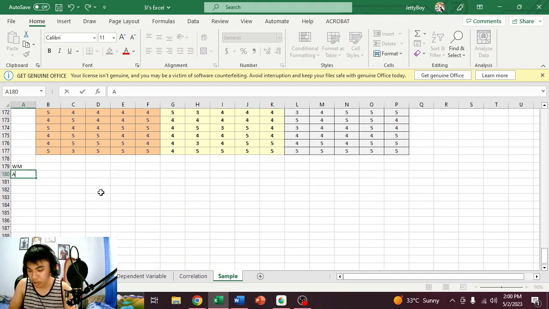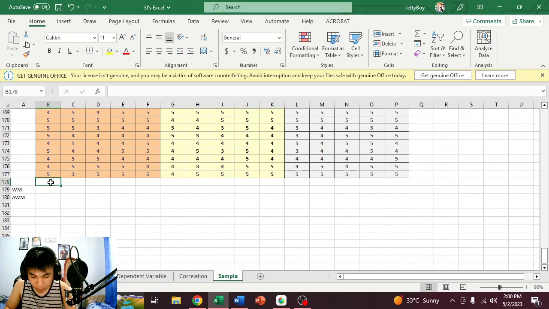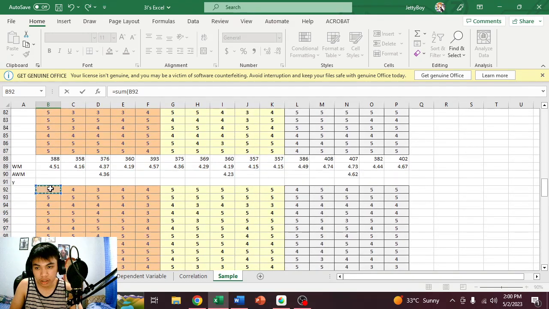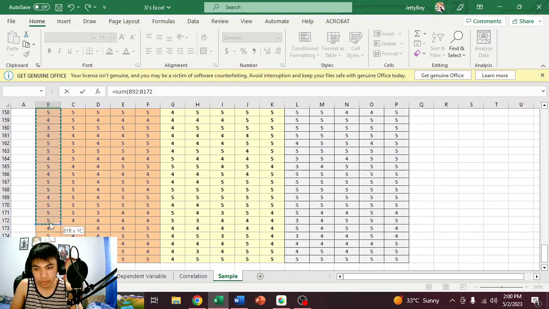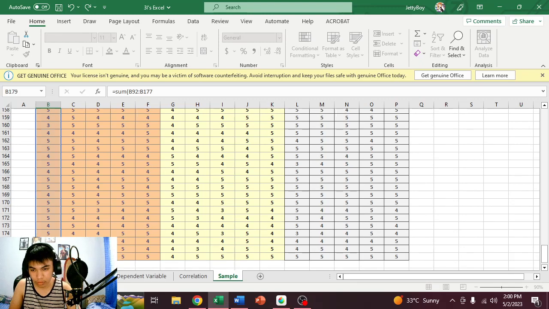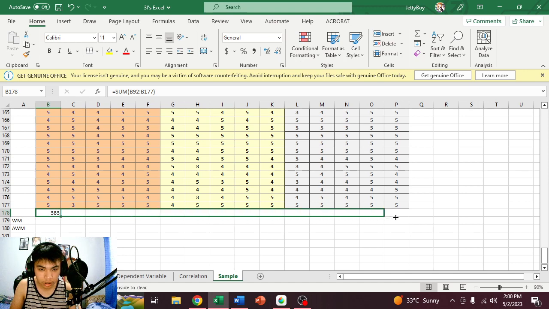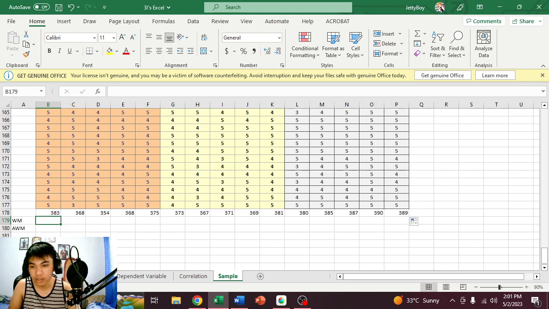Okay. Now we also want to get the weighted mean as well as the average weighted mean of this dependent variable, our y variable. So again, we want to get the sum. Don't forget the parentheses. The sum of all the responses in this column. Okay. And now drag it until we get that, and okay, it is satisfying.